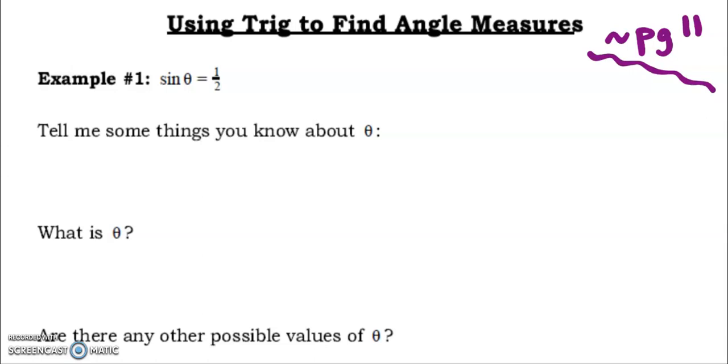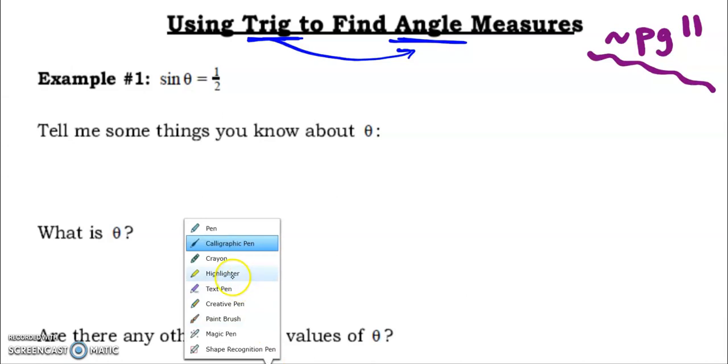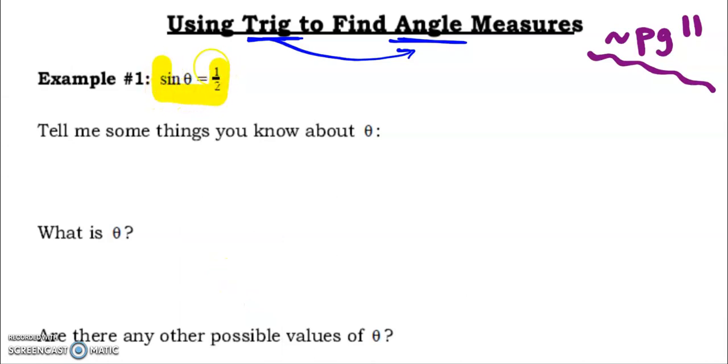Okay, so our plan today is to essentially work backwards. We're going to start with a trig value, and that's going to give us an angle. You'll see what I mean by that. All right, if that's confusing, don't worry. We're going to sort it out right now. Okay, so suppose you're given an equation like this. Sine of theta equals 1/2.